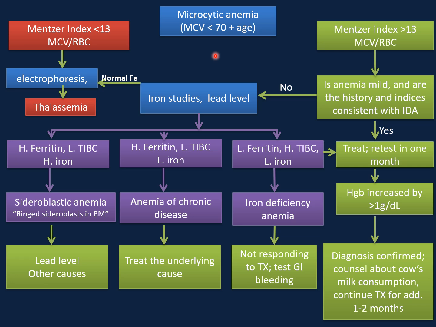This slide is to summarize the clinical approach to a patient who presents with microcytic anemia. After confirmation that the MCV is lower than the normal limit for age, we will calculate the Mentzer index. If the Mentzer index is more than 13, this is suggestive of iron deficiency anemia. So we'll ask this question: is the anemia mild? Are the history and the indices consistent with iron deficiency anemia?